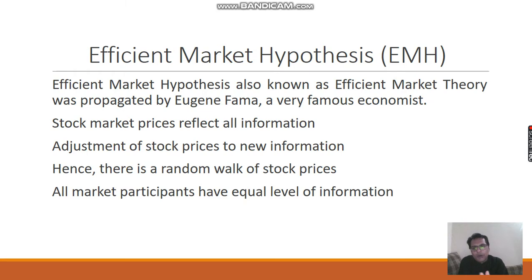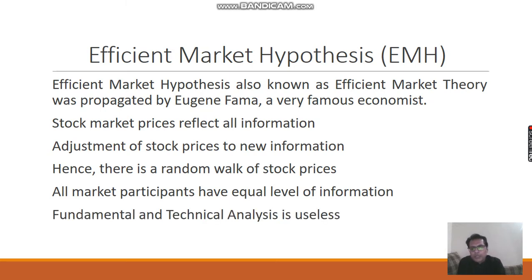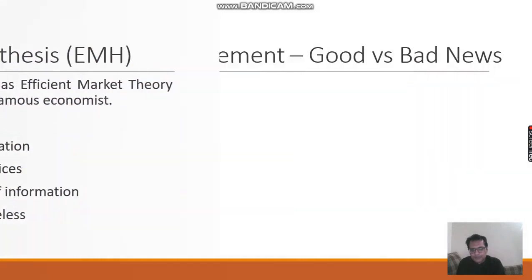According to EMH, all market participants have an equal level of information, or in other words, there is no information asymmetry. And when all the market participants have an equal level of information, fundamental and technical analysis becomes useless. Nobody can get abnormal returns by using any of these analyses.